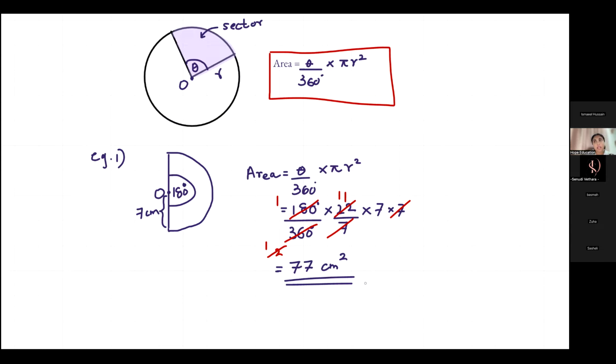Don't worry about what's in the textbook. Just remember this formula. If a semicircle comes, we know the angle at the center is 180, so you put 180. Right? Then you don't have to remember anything unnecessary. Just knowing this formula is enough.